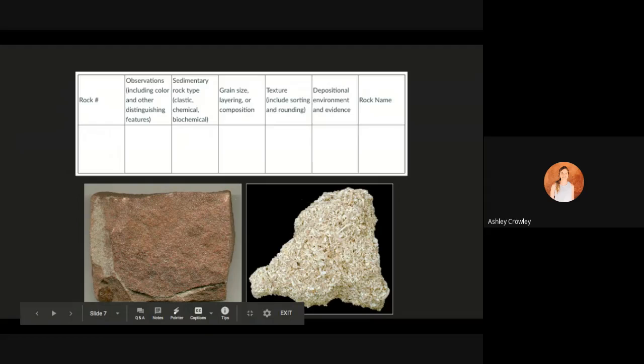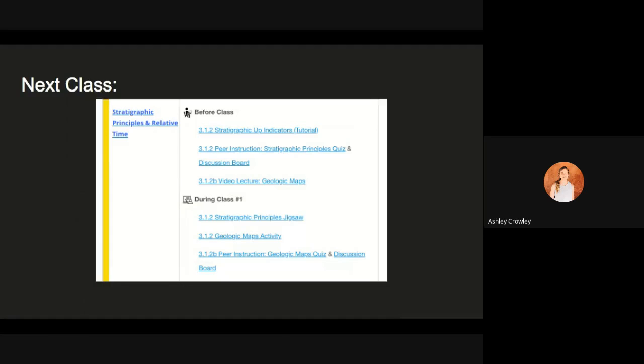Like here, that's that coquina. And then here is another example. This is sandstone. If you could hold this and look at it really up close, it looks like a bunch of sand. And that's how we would identify it.